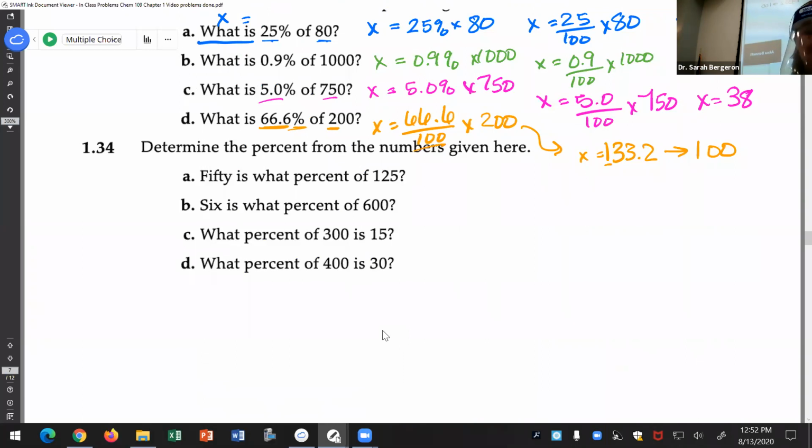Okay, determine the percent from the numbers given here. So when I read a sentence like this, I try to make myself a little math equation because that makes more sense to me than words. So 50 is equal to what percent of 125? I'm gonna learn this, y'all. I really am. 125. Okay, so now what?